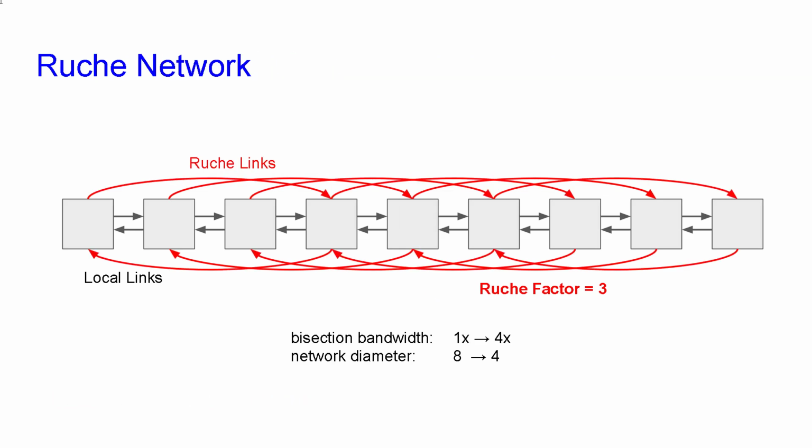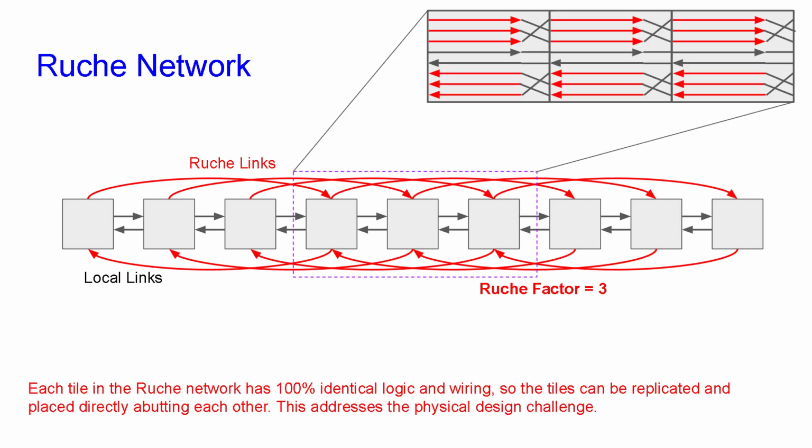After replicating Ruche links on every tile, now we have a complete Ruche network. Because of the Ruche vector of 3, the network diameter decreases from 8 to 4, and the bisection bandwidth increases from 1x to 4x. Each tile in the Ruche network has 100% identical logic and wiring, so the tiles can be replicated and placed directly abutting each other.